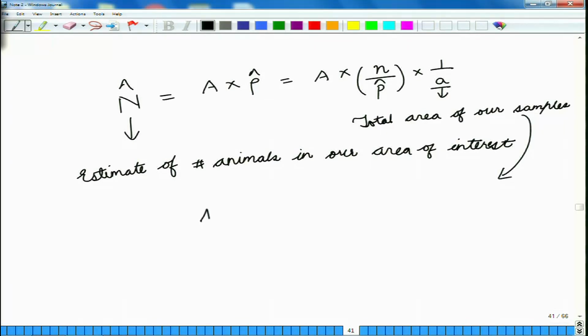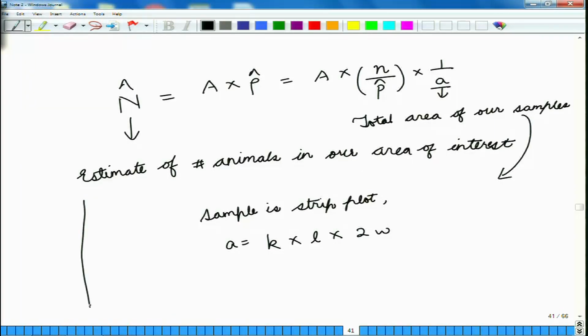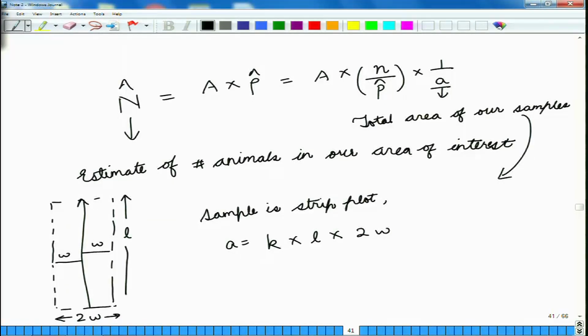Now, in case the sample is a strip plot, we have A given by the number of samples into the length into twice the width. What we are referring to here is that here is our transect line and this is the half width W. We have half width W on the other side as well, and we want to calculate the area of this rectangle. This rectangle has a width of twice W and a length of L. So, the area of the rectangle is given by L into 2W.